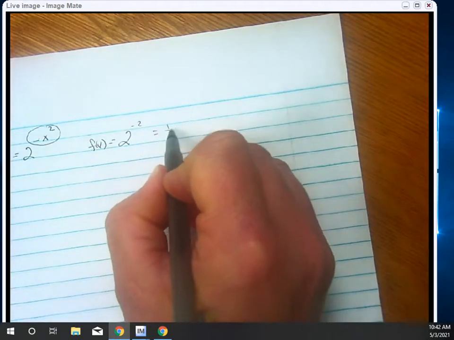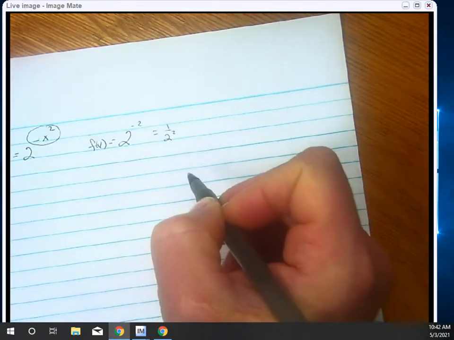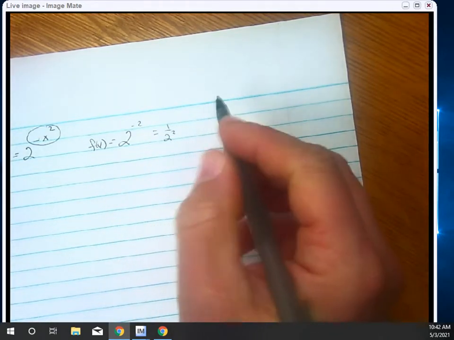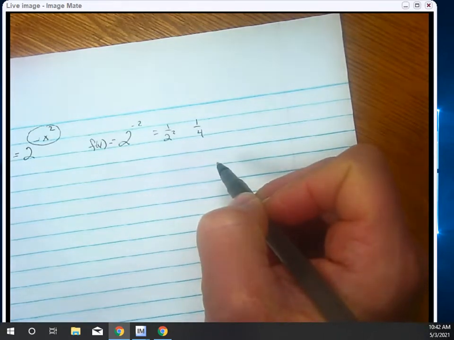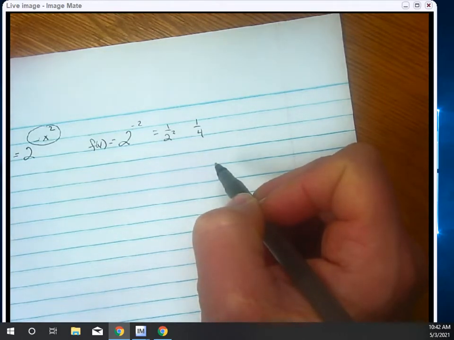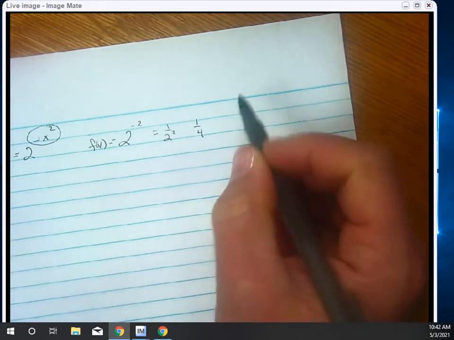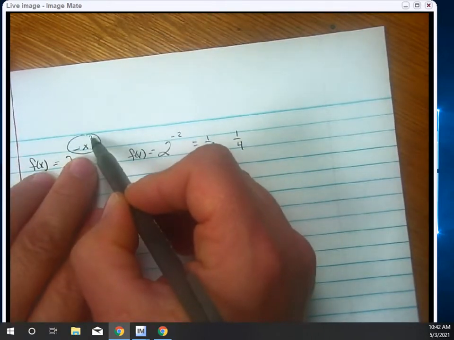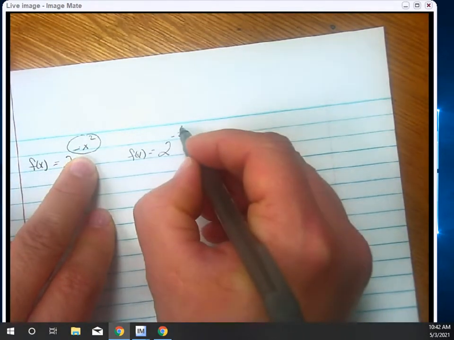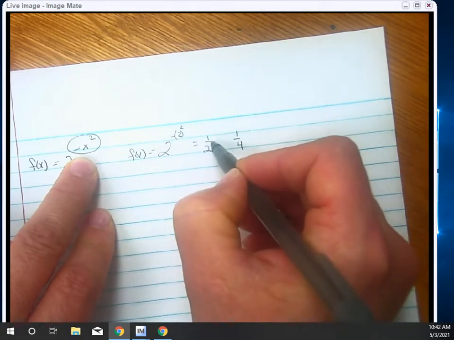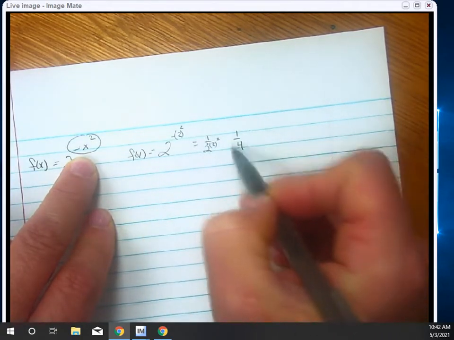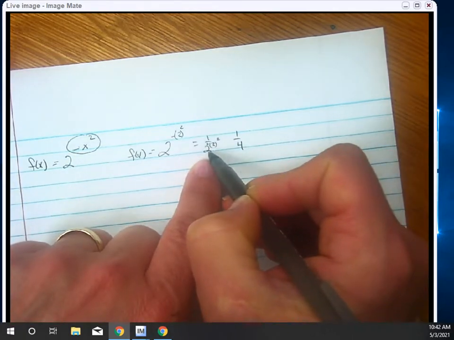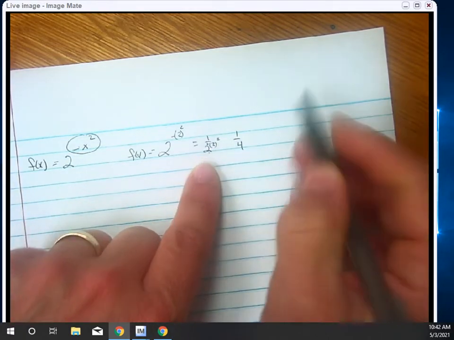Okay, so it becomes a fraction. 1/2 now becomes 1/4. So it is getting smaller. It's approaching what number? If I put a negative in here and I square it, what happens then to this number? 2 to the 4th power is what?